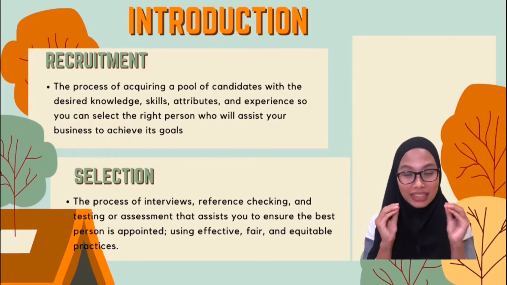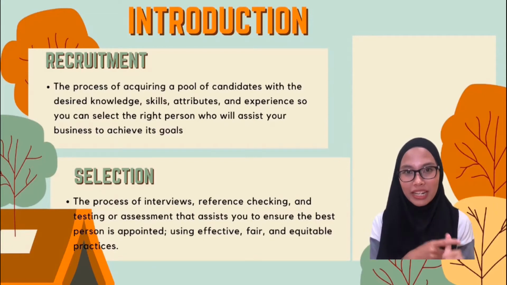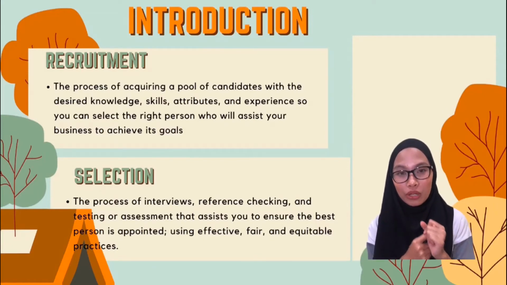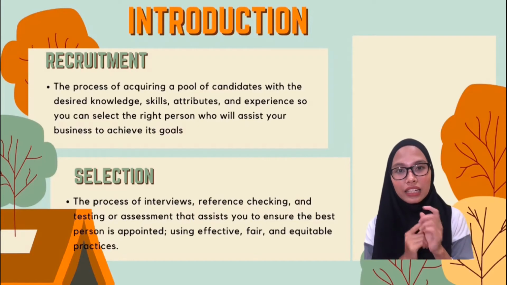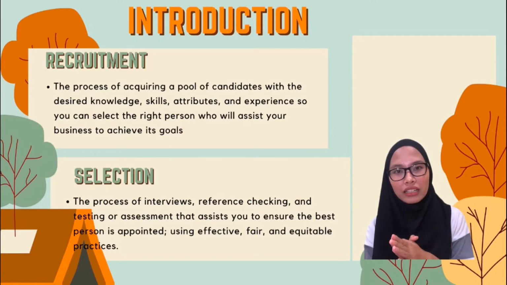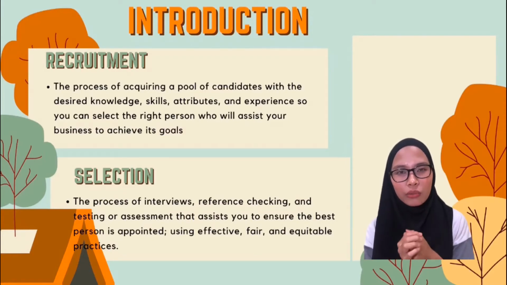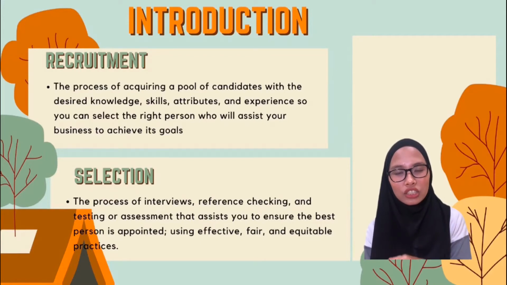So when we combine these two words, recruitment and selection, it is actually a process of identifying the need for a job, defining the requirements of the position and the job holder, advertising the position, and choosing the most appropriate person for the job.